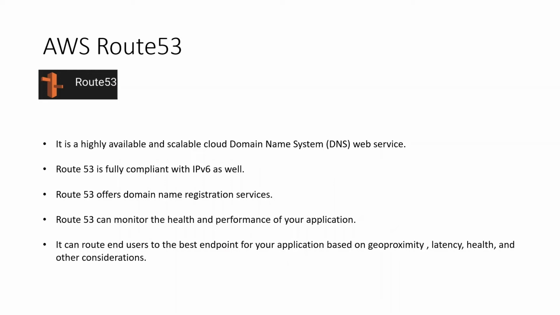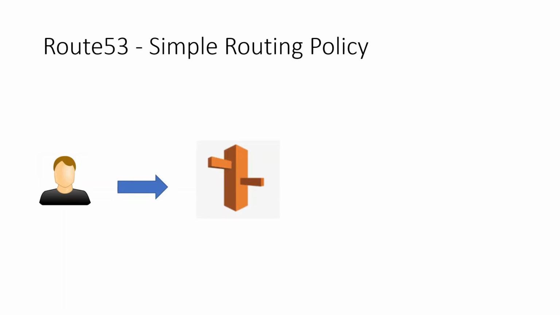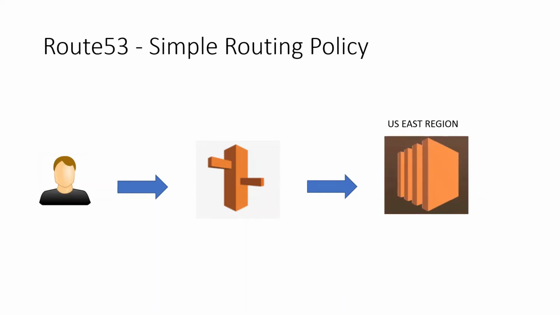Next, let's take a look at some of the routing policies within Route 53. The first one is the simple routing policy, where the user hits the website and it goes to Route 53, and Route 53 simply routes it to the US East region. So this is a simple routing policy.